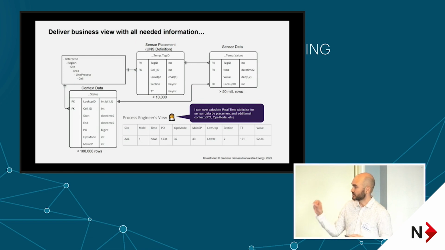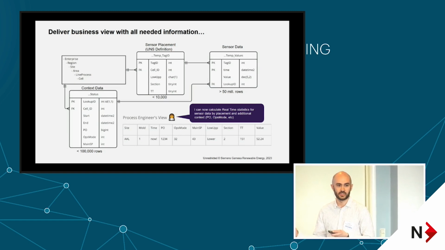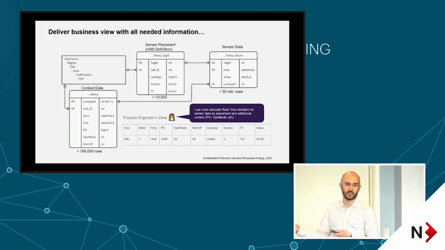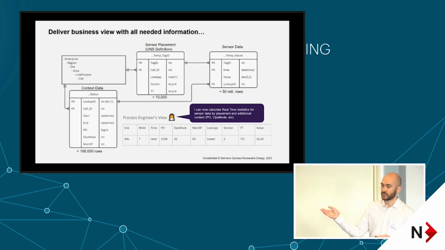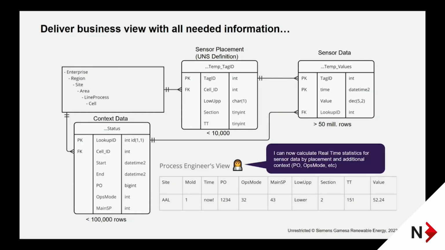It also makes it super easy for them to aggregate the data. Let's say I wanted the average temperature for section 1 in the lower mold for the last 200 production orders, and I want to correlate that with my quality data. They can do that in Power BI because we built everything up in a data mart concept. So it's really easy for them to do data analytics.